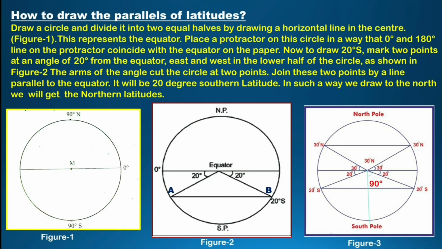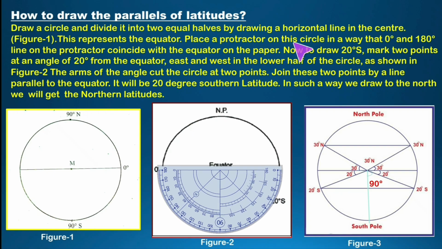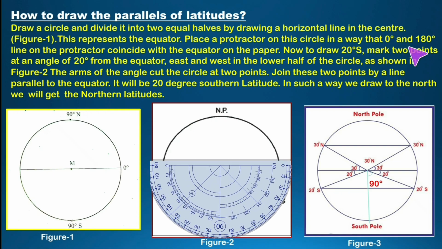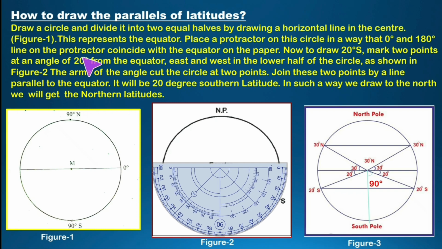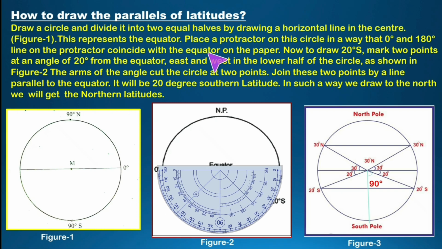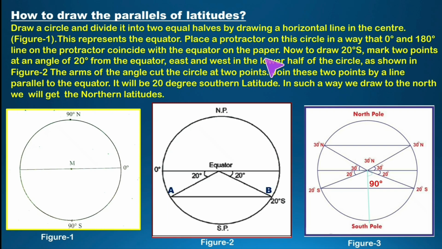Now let us see how to draw the parallels of latitudes. Draw a circle and divide it into two equal halves by drawing a horizontal line in the center. Look at figure 1. Here you can see this is the middle portion, and draw a line through that one. This represents the equator. Place a protractor on the circle in a way that the 0-degree and 180-degree lines on the protractor coincide with the equator on the paper.